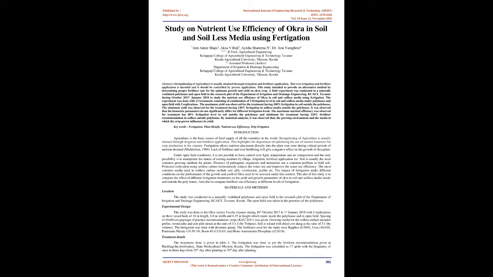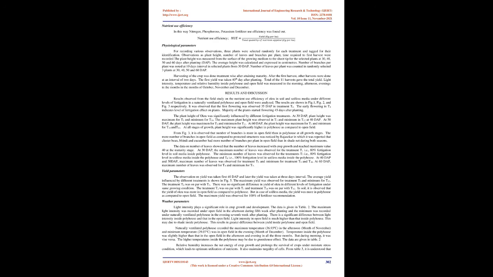Under open field conditions, it is not possible to have control over light, temperature, and air composition, and the only possibility is to manipulate the nature of rooting medium by tillage, irrigation, fertilizer application, etc. Soil is usually the most common growing medium for plants. Presence of pathogenic organisms and nematodes are a common problem in field soil.